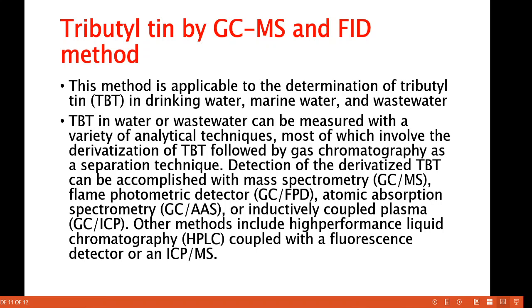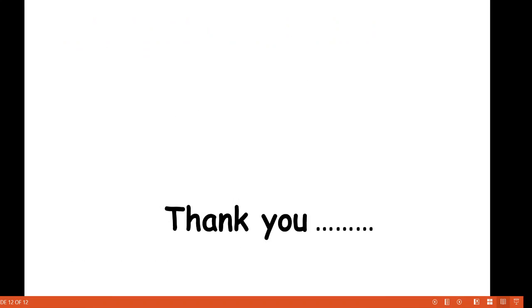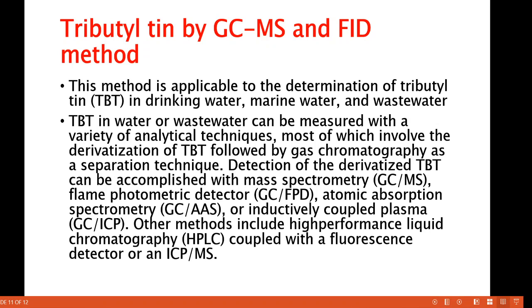Detection of the derivatized TBT can be accomplished with a mass spectrometer and flame photometric detector, atomic absorption spectrometry or inductively coupled plasma. Other methods include high performance liquid chromatography coupled with a fluorescence detector or ICP mass spectrometry. Okay, so with this we complete the applications of GCMS.